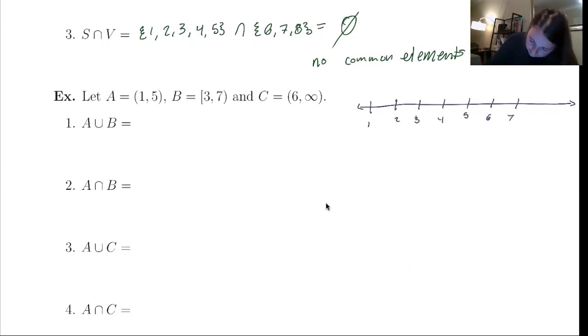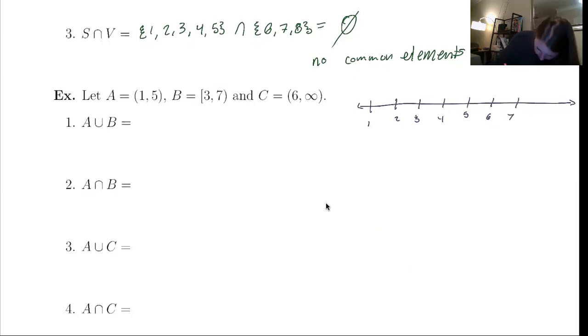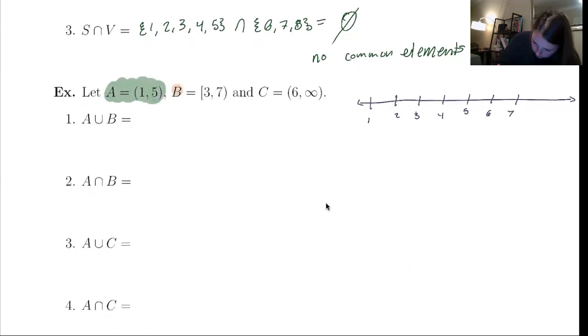So let's choose some colors. A will be green. B will be orange. And C will be this beautiful purple. All right, cool. So A is from 1 to 5. So I'm going to draw this right here. Again, I'm just drawing my picture.